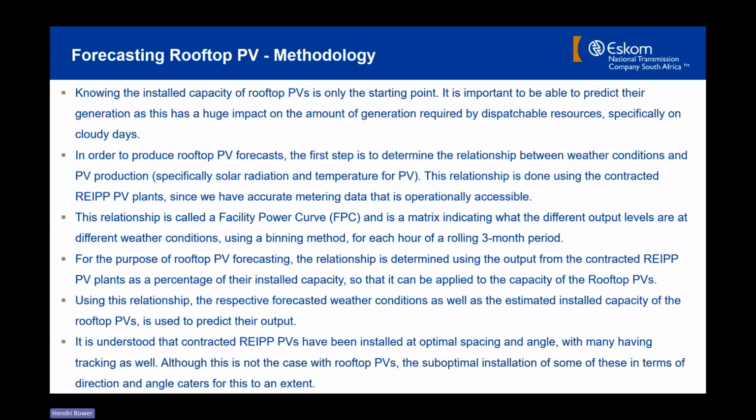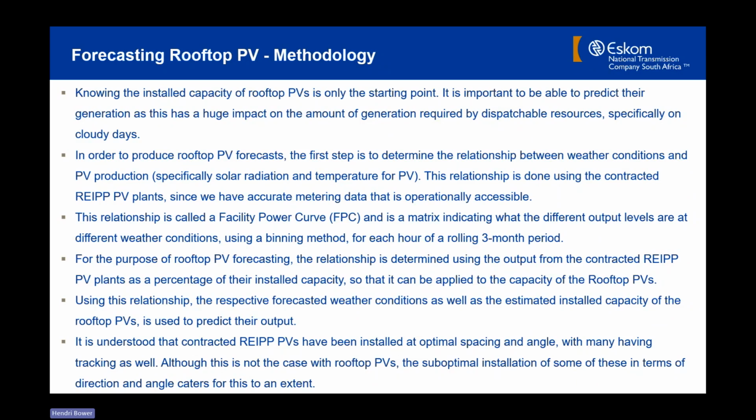But specifically for us in the operational environment, it's actually very important for us to be able to know what the output is going to be in the near future. We need to be able to cater for the amount of generation that we need to supply. And if there's any significant deviation on the rooftop PVs, especially on cloudy days, we need to know how much of generation we need to supply additionally to cater for that loss of output from your rooftop PVs.